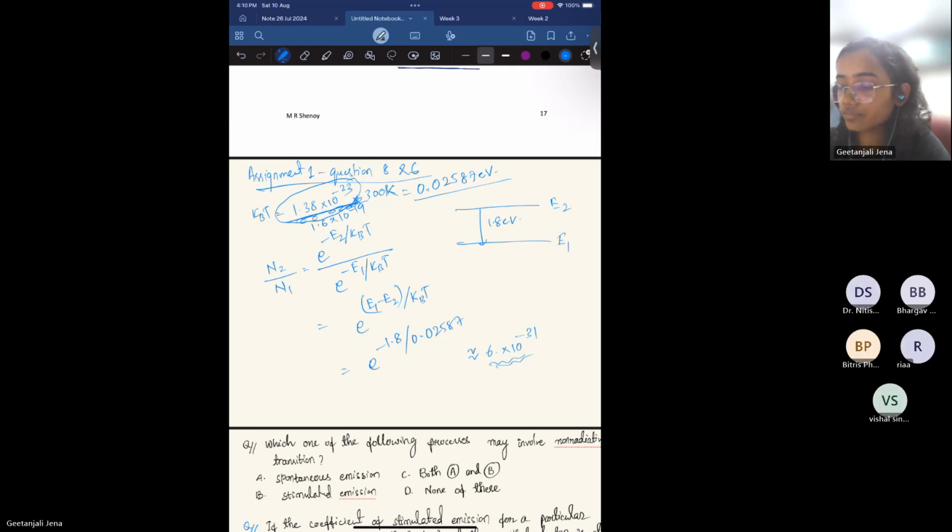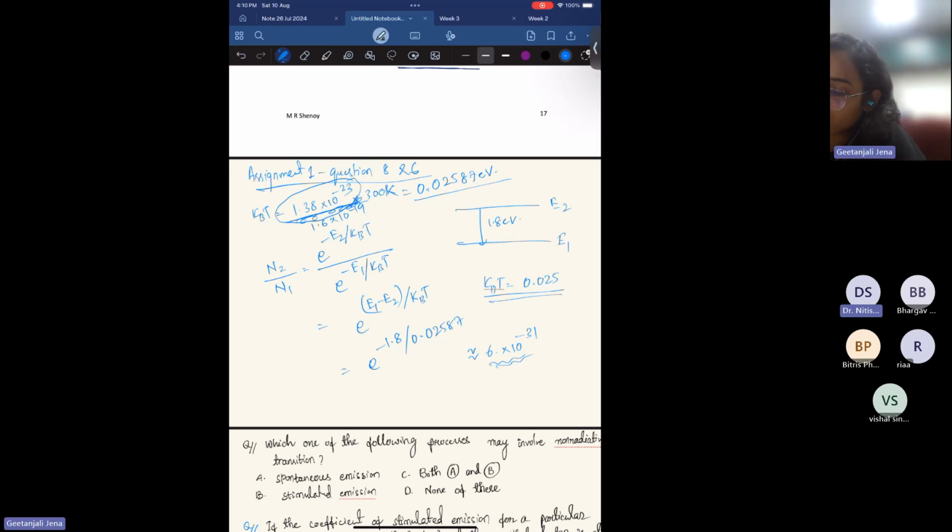Gitanjali ma'am, yes. Actually I am taking the KBT value 0.025, and in that case the answer is 5 point something into 10 to the power minus 32. Okay, let me understand. They are close to each other. Can you please repeat your question?